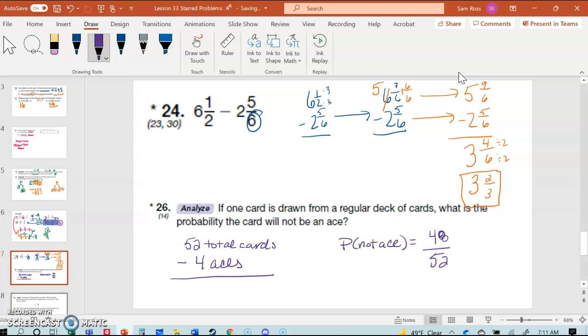But my probability is an 8. It can be reduced. So let's just divide by 2. So this is going to be 24 over 26. Okay, I can divide again by 2. And I get 12 over 13. That's my answer.